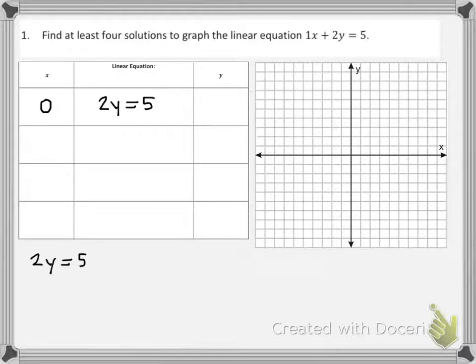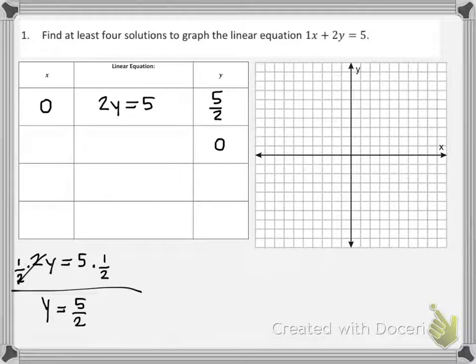2y equals 5. We can multiply both sides by the reciprocal. And when we do that, the 2's cancel. We get y equals 5 halves. So y is 5 halves when x is 0. There's 1 point. Let's make y 0. That'll be easy. So if we put a 0 in for y, we get x equals 5. So that one, I like that one. X equals 5 when y is 0.